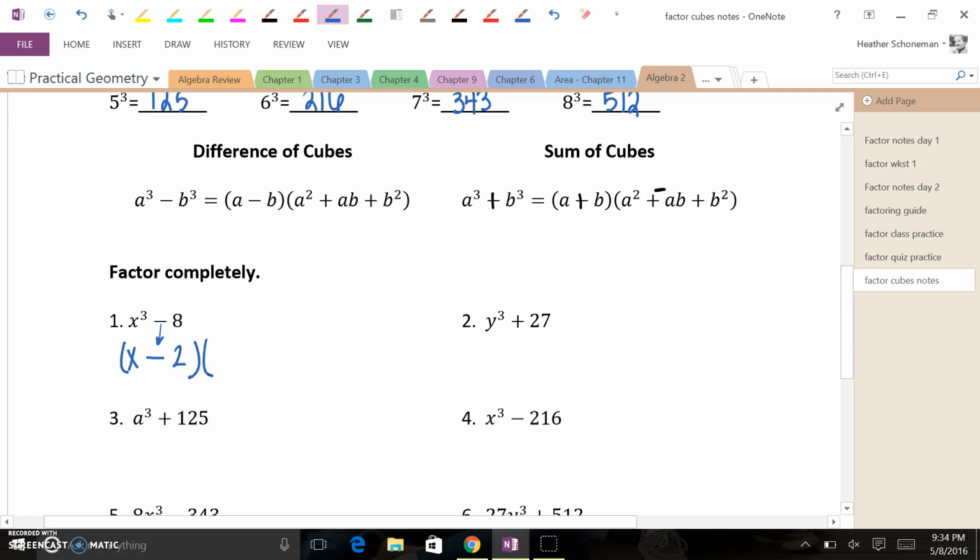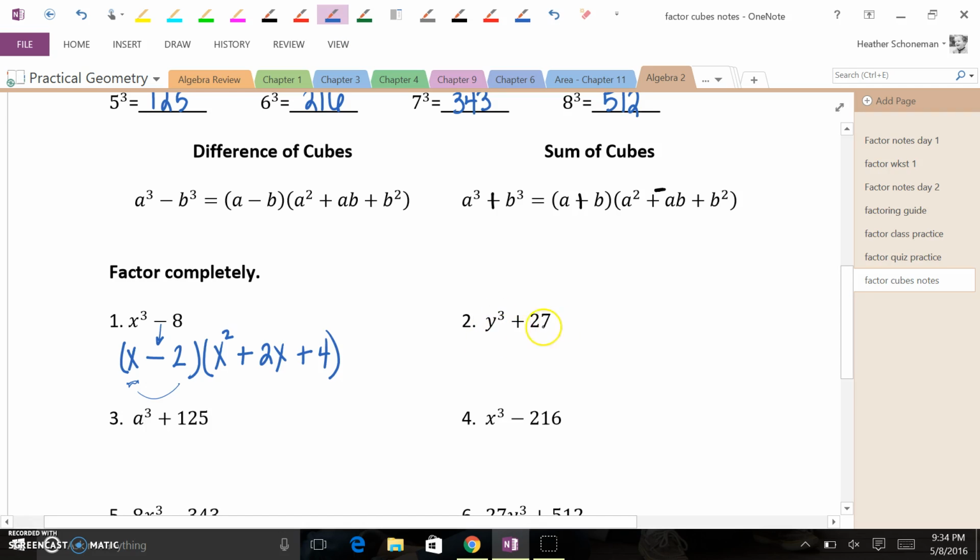Then you're going to make a new parentheses. Then whatever this first term is over here, this x, you're going to take it and square it. When you square x, you get x squared. Then you're going to change the sign. So it was minus, now it's plus. Now you're going to multiply the 2 things together. X times 2 would be 2x. The last sign, always plus, no matter what. Then you're going to take 2 and square it, and then you get 4. There's the pattern.